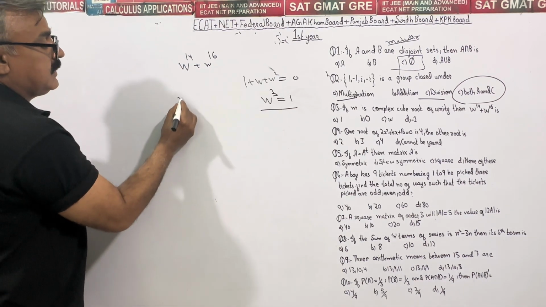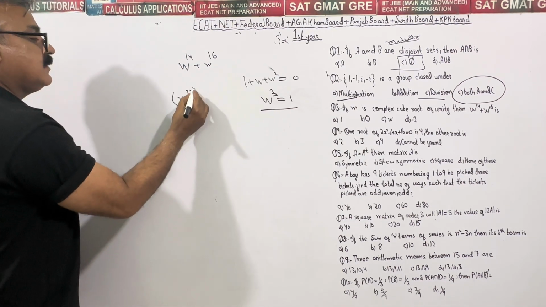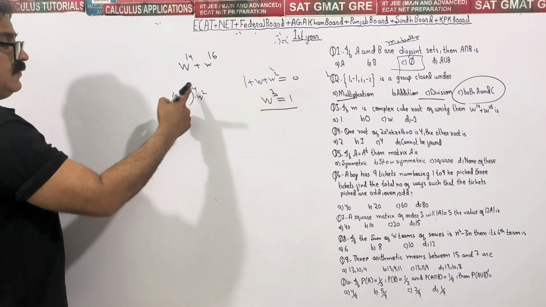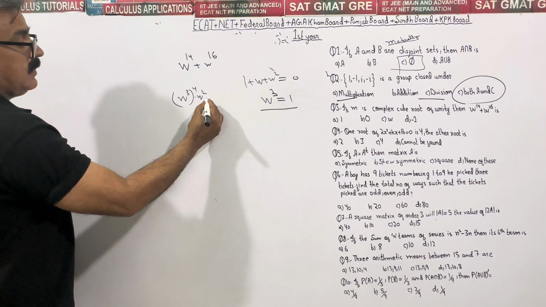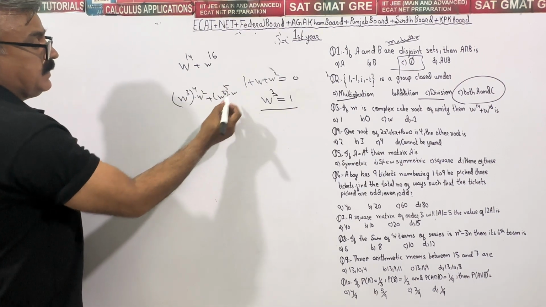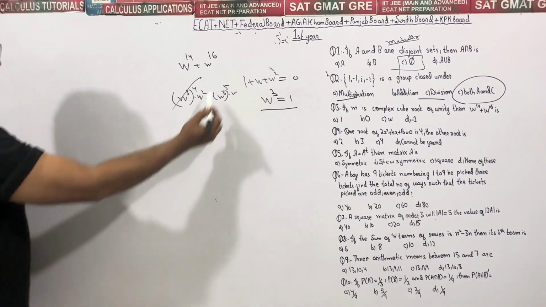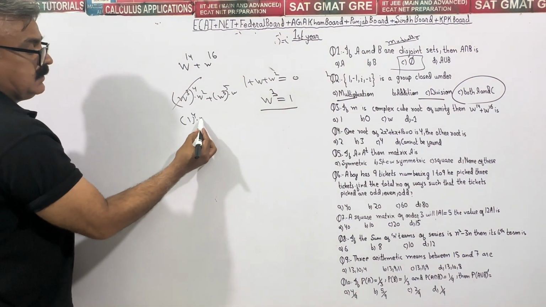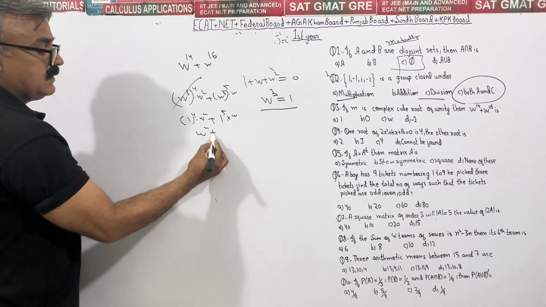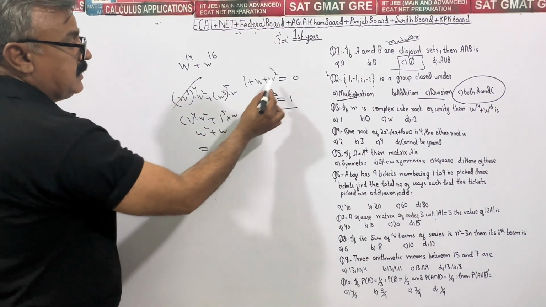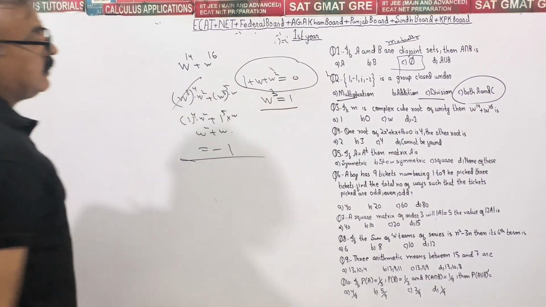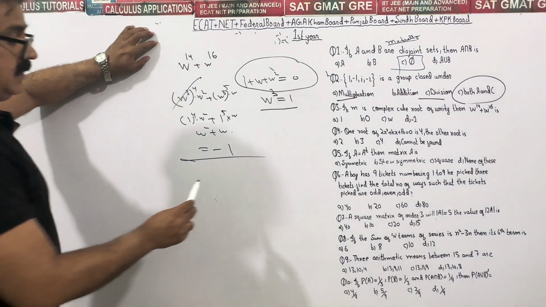So omega to the 14 can be written as omega cube, 4 times, which is 12, and what remains is 2, 12 plus 2, 14. And omega to the 16 is omega cube raised 5 times, times omega. So it's equal to 1 raised 4 times omega square, plus 1 raised 5 times omega. That's omega square, that's omega. From this we can find the value of omega plus omega square, which is equal to minus 1.